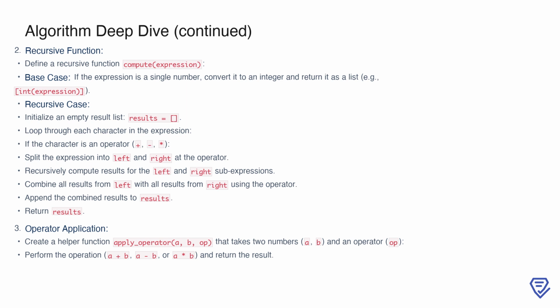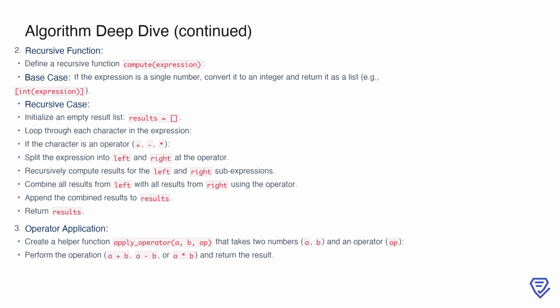For the recursive case, we initialize an empty list to store our results. We then loop through each character in the expression, and when we find an operator, we split the expression into left and right parts. The function is called recursively for both sub-expressions to compute their results. Next, we combine the results using the operator and append the outcomes to our results list. Finally, the results list is returned.